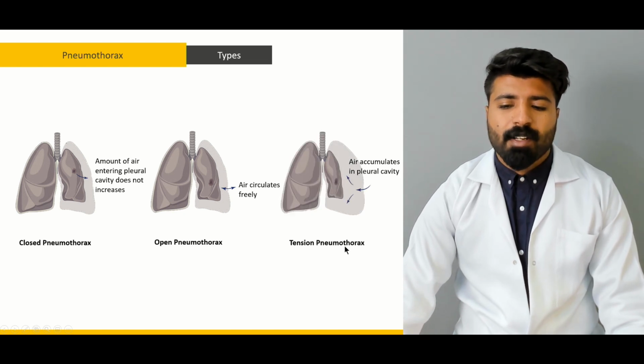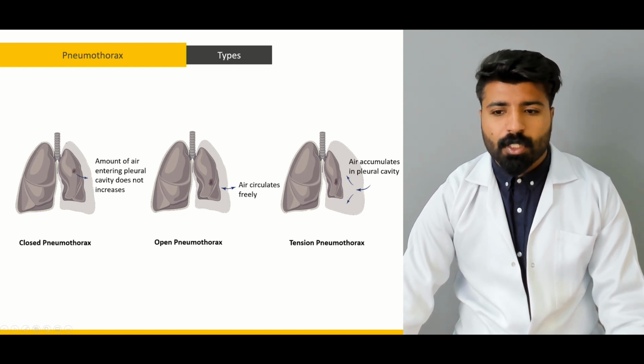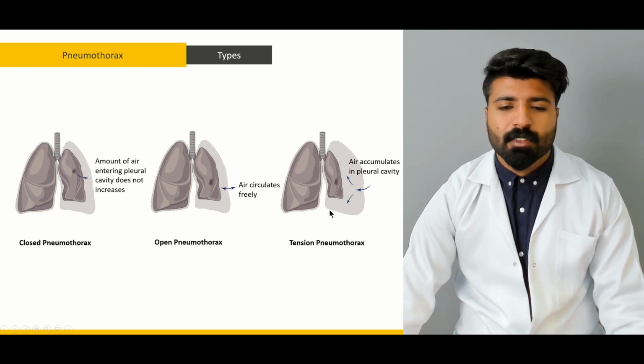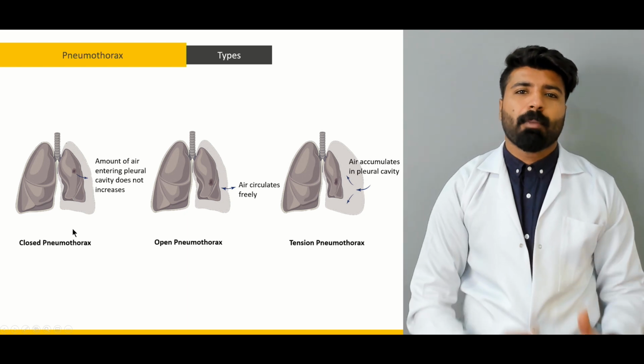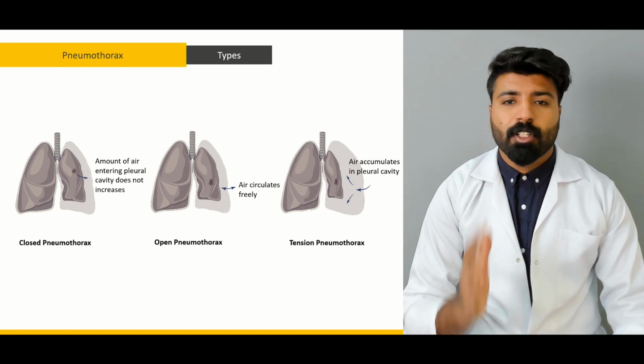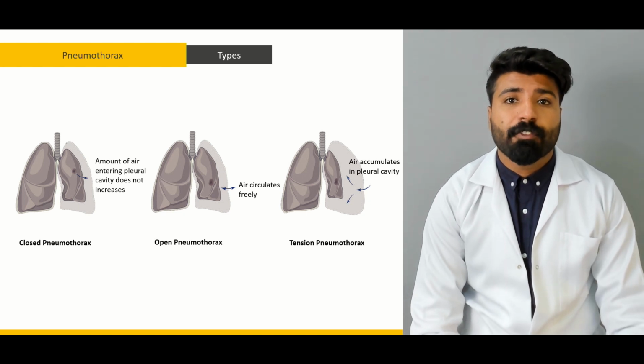And then comes tension pneumothorax, in which air accumulates in the pleural cavity. Air is coming in, but not going out. It has started accumulating in the pleural cavity. That's what tension pneumothorax is. Now, these are the differences between pneumothoraxes on the basis of their structure, their anatomy, what's happening. Let's talk about their differences on the basis of their physiology.